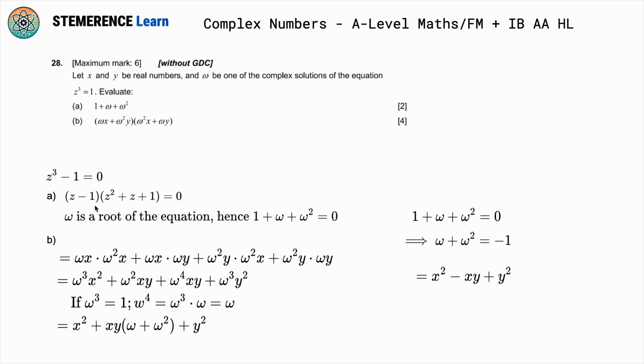So in summary, in part A, we factor the complex equation and substitute in omega. In part B, we use our FOIL technique to expand. We simplify the expression, and we use the property of this complex number to find that omega to the fourth is equal to omega. Then we use the value from part A in this step with x squared plus xy times omega plus omega squared plus y squared. We use the result from part A, and in all, we get the result x squared minus xy plus y squared.